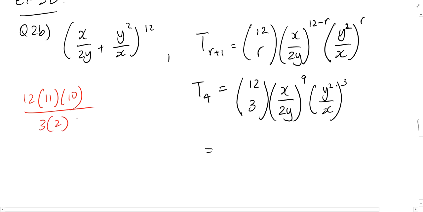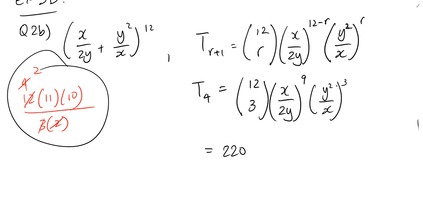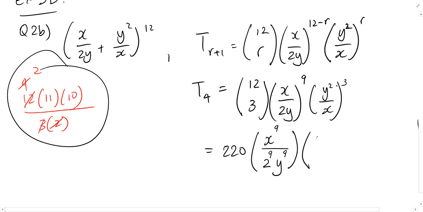Okay? Yeah, I can cancel. 3 and 12, 4. 2 and 4, 2. So, 2, 2, 0. What is the power for x? 9 divided by 2 to the power of 9. Y to the power 9. Don't forget your indices. Okay, y to the power of how much? 6 divided by x to the power 3.